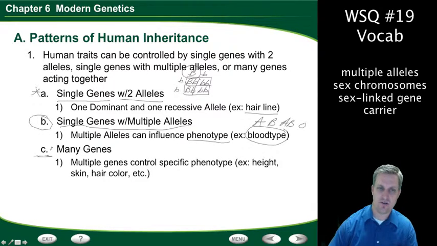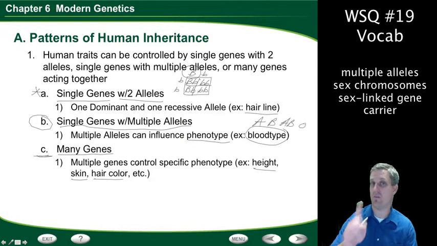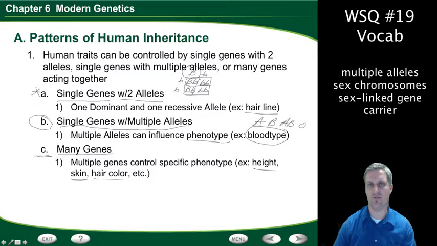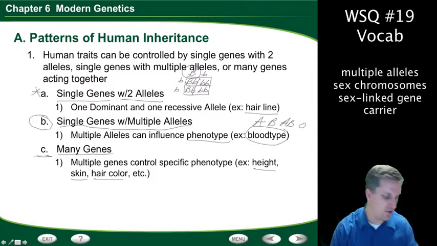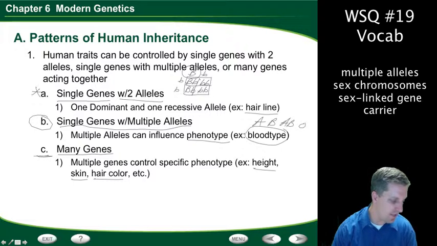And then lastly, you can have multiple gene inheritance, where literally you have multiple genes that control one specific phenotype. Things like human height, skin color, hair color. Those are examples of multiple gene inheritance, where we don't just have one gene with two alleles or with multiple alleles. We have multiple genes that control that particular trait. So those are the three ways that we can see the effects of human inheritance on an organism.